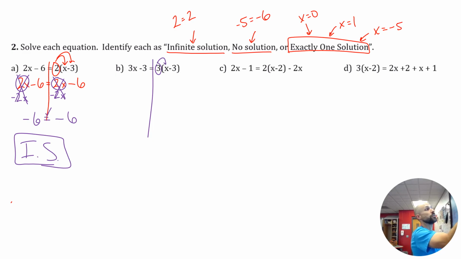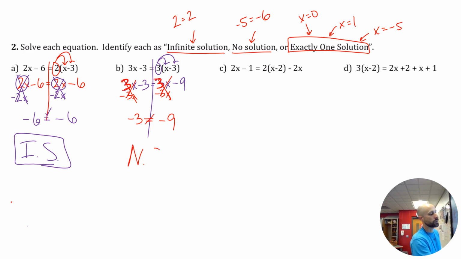So again, distribute. We get 3x minus 9. And right here, I can again tell my final answer. So notice how the coefficients of each variable match. So those are going to cancel out. But the constants, -3 and -9, don't match. So when I go to subtract 3x on both sides, the variables are gone, but the numbers I'm left with don't match. -3 is not equal to -9. This is no solution.